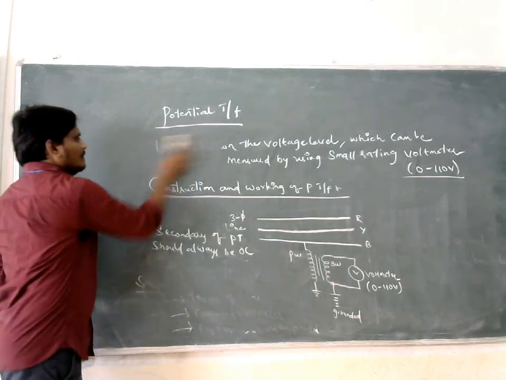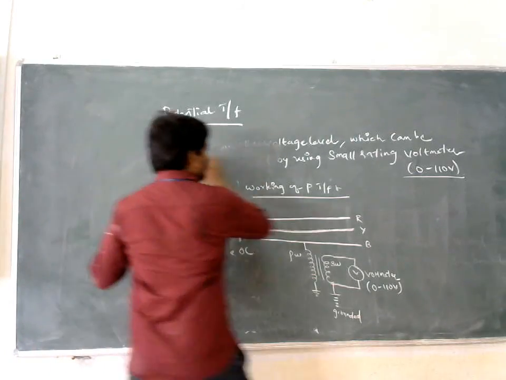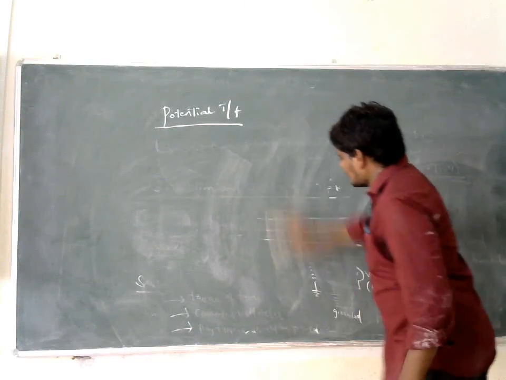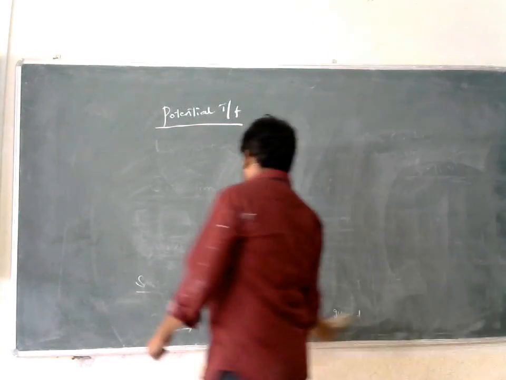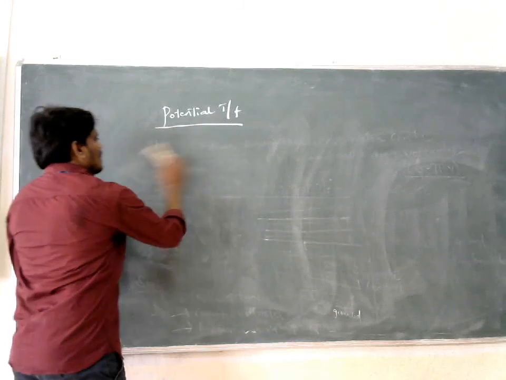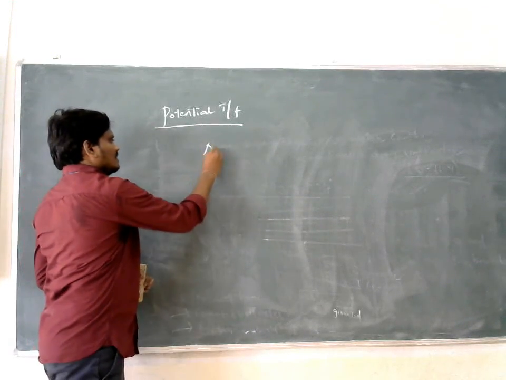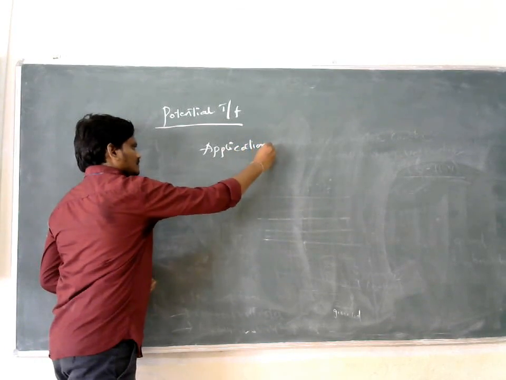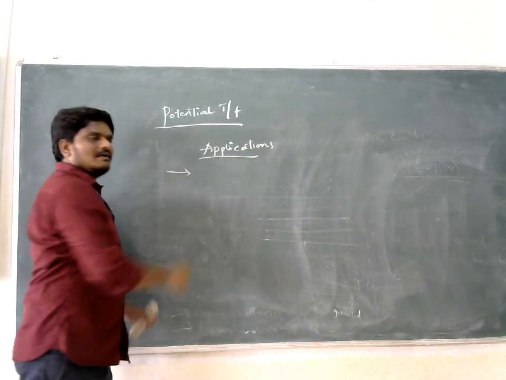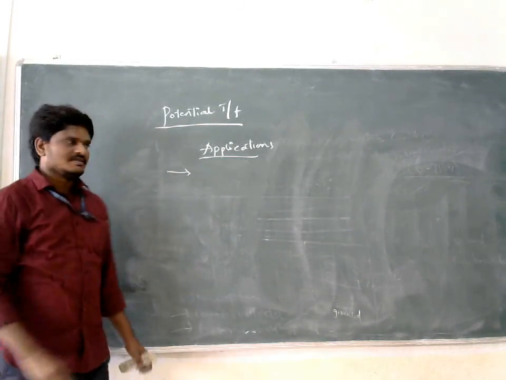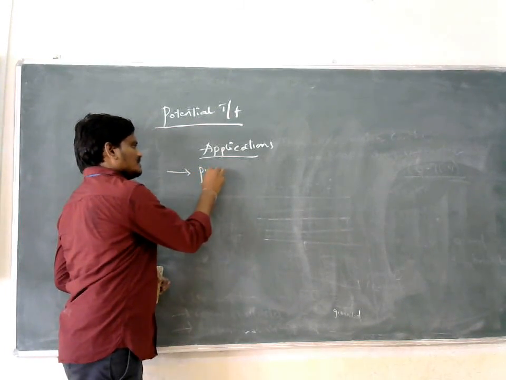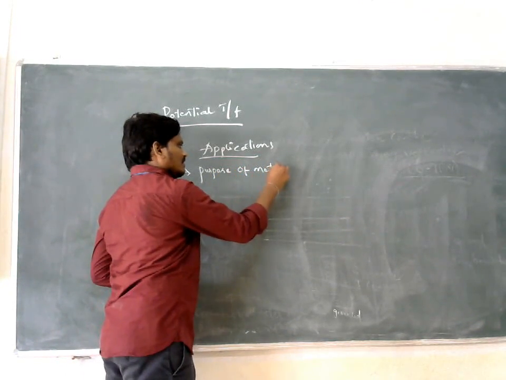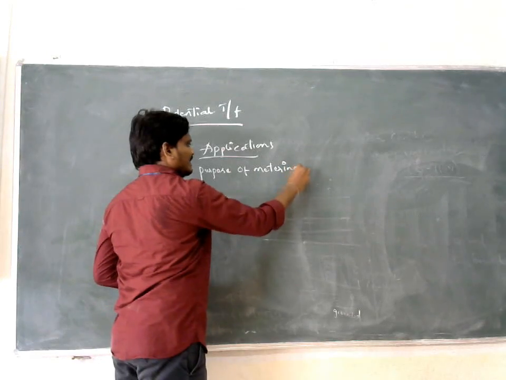Now we will go with the applications of a potential transformer. The first application of a potential transformer is that it is used for the purpose of metering.